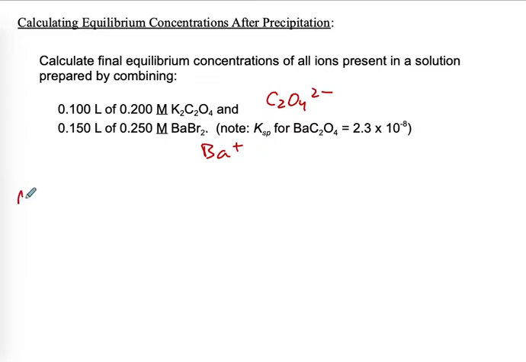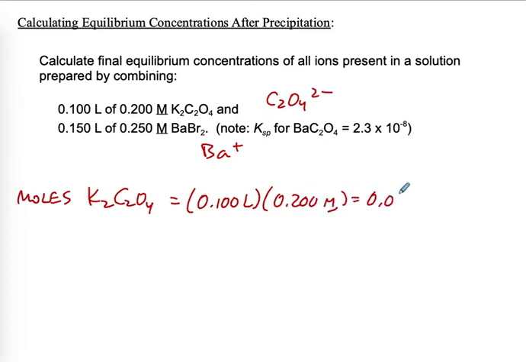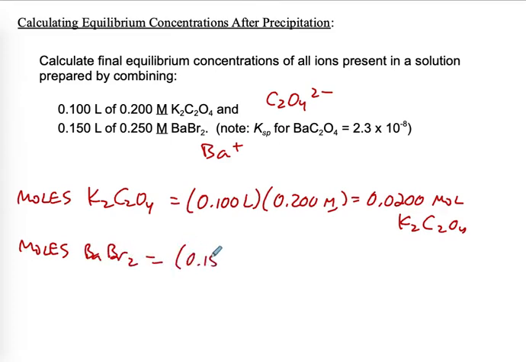So let's calculate the moles of the reactants present. So my moles of potassium oxalate will be equal to the volume times the molarity, or 0.0200 moles of potassium oxalate. And my moles of barium bromide will be equal to the volume times the molarity, or 0.0375 moles of barium bromide.